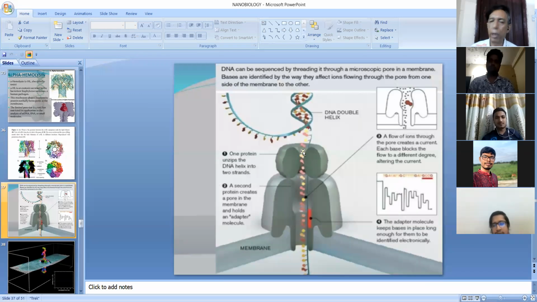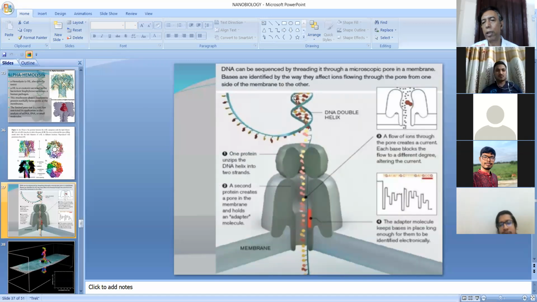So what are the steps? One protein unzips the DNA helix. This DNA is a double-strand helical structure, you all know. One protein opens the helix. And the second protein creates a pore on the membrane and holds an adapted molecule. Which is the second protein?